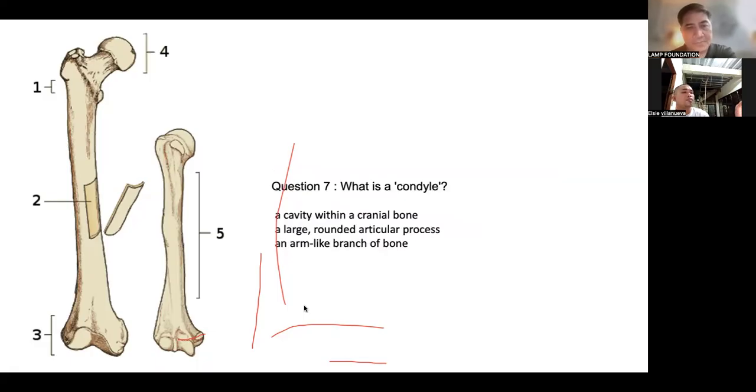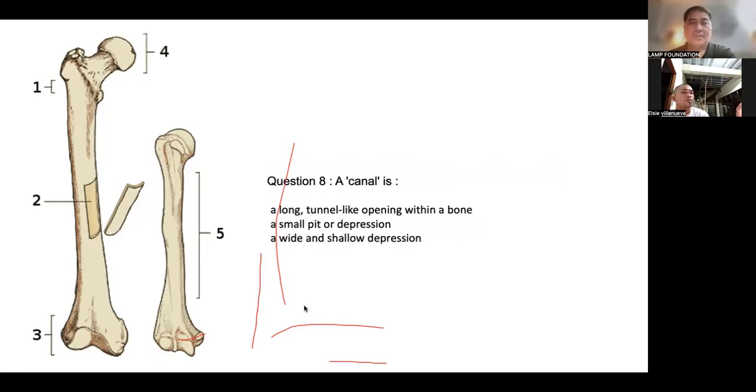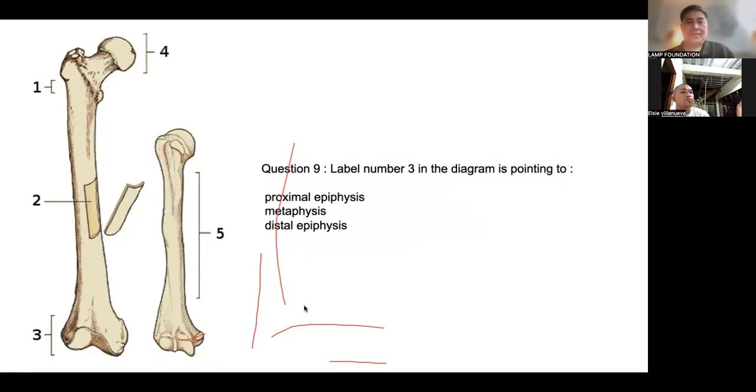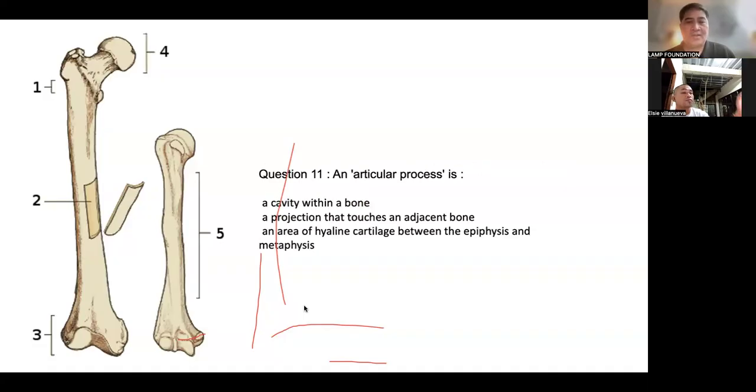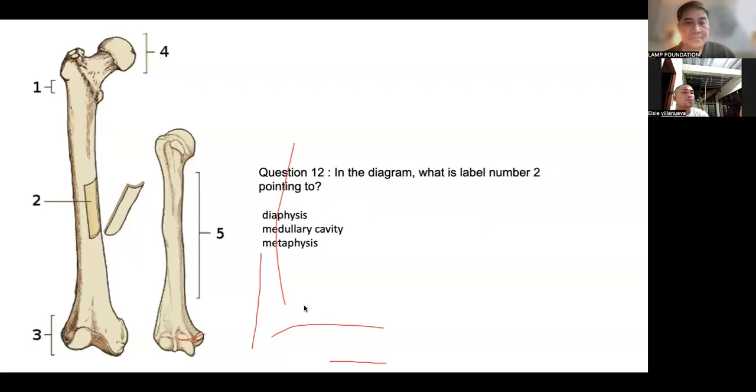What is label number 4? Proximal epiphysis. What is a condyle? A large rounded articular process. A canal is a long tunnel-like opening within a bone. Label number 3: distal epiphysis. The bone on the right is the humerus. An articular process is the projection that touches an adjacent bone.